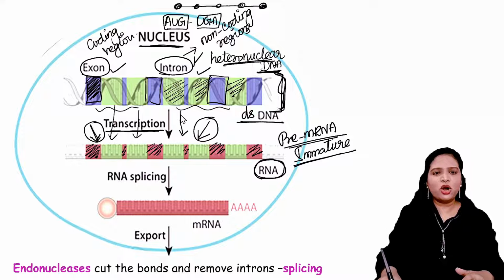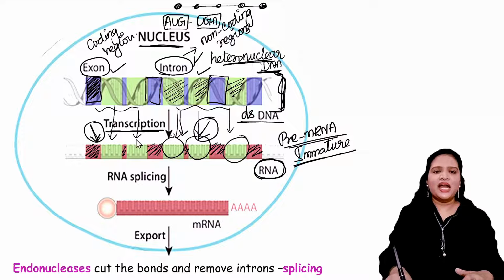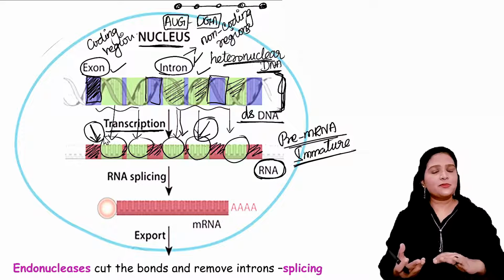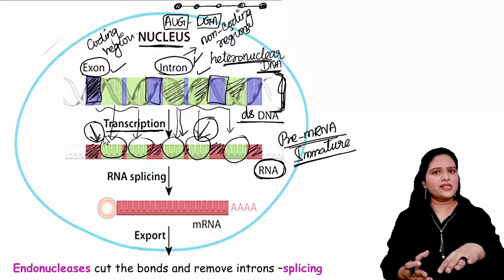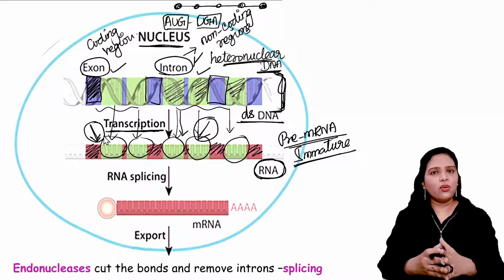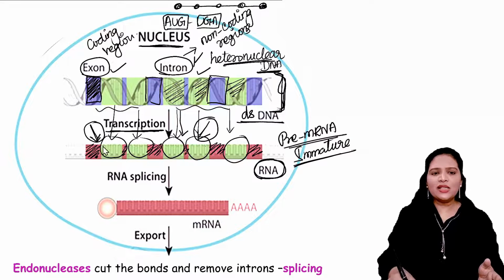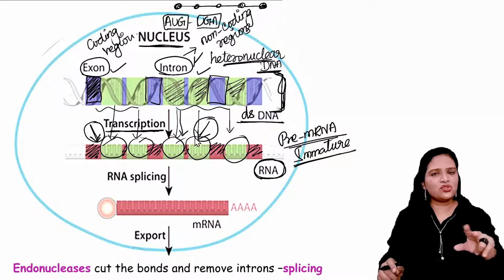That means the non-coding region. All this non-coding region is also copied to the mRNA. Understood? So in transcription, both coding sequences and non-coding sequences were copied. Now, what is the next step? All these non-coding sequences have to be removed.